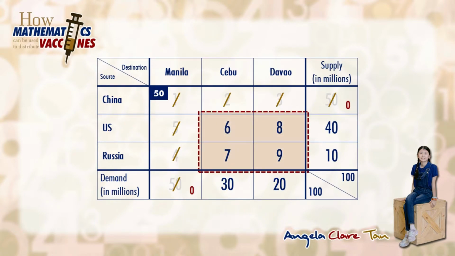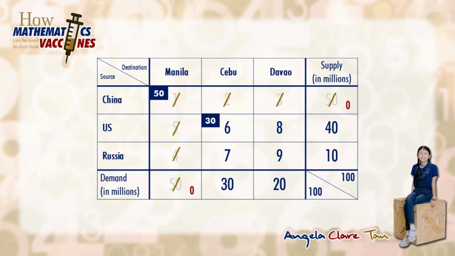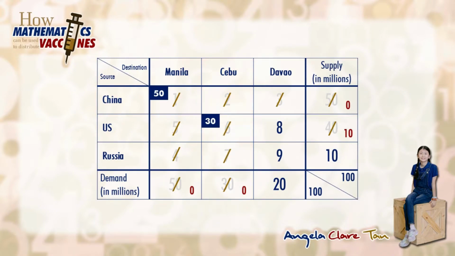Find the cell with the least cost among the remaining cells. 6 is the least cost among the 4 remaining cells. Now, find the demand and supply for the cell and allocate the smallest number. The demand is 30, while the supply is 40. 30 is smaller than 40, so we allocate 30. 30 minus 30 becomes 0. 40 minus 30 equals 10. Since this column is already 0, we can cancel the whole column.